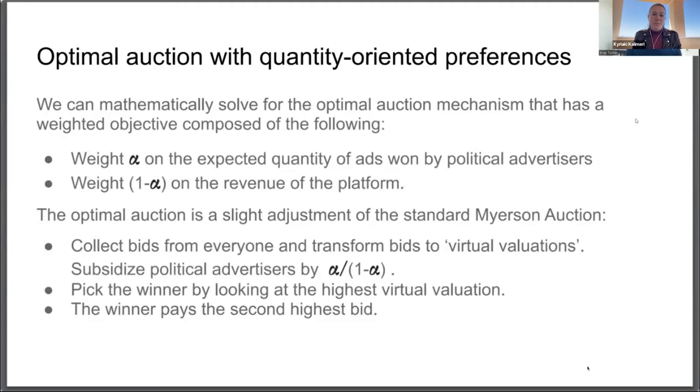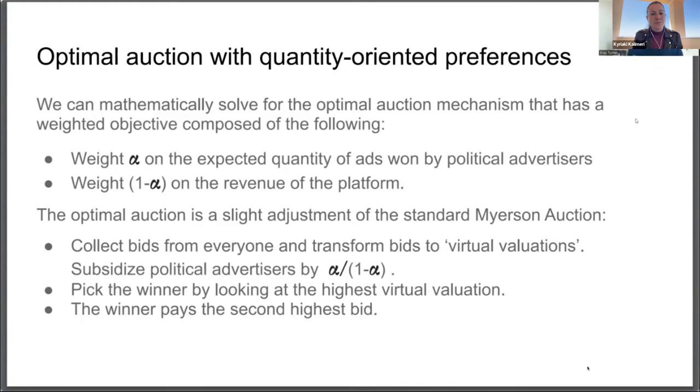So this is a formal mathematical way of trying to achieve the same goal. Let's think about an auction mechanism that solves an optimization problem where we put some weight on the revenue maximization goal of the platform and some weight on the expected quantity of ads going to political advertisers. So if, as a regulator, I have this goal of providing easier access to politicians to help them get their message out there, this weight on the second term represents the relative weight of that goal compared to the revenue maximization goal of the platform.